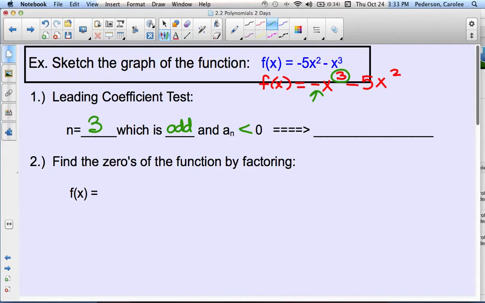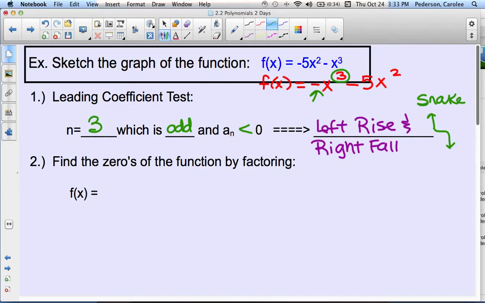So that leading coefficient test you already have in your notes. On the left-hand side, it's going to rise. And on the right-hand side, it's going to fall. So it'll look something like this, which we know is the shape of a snake, and that's a cubic function.